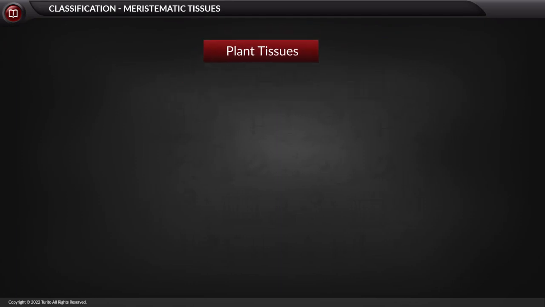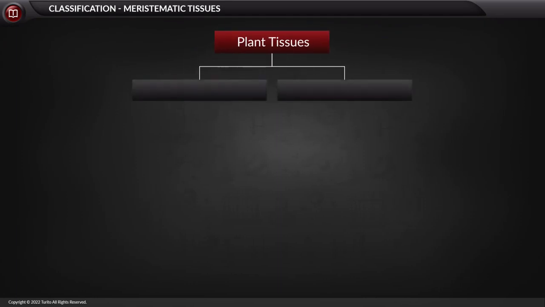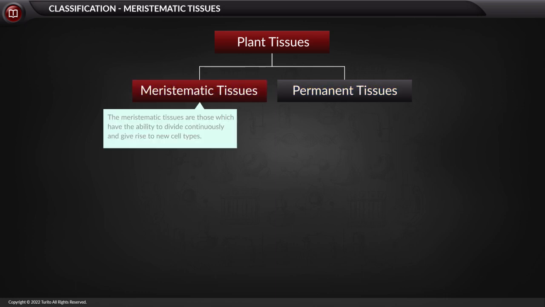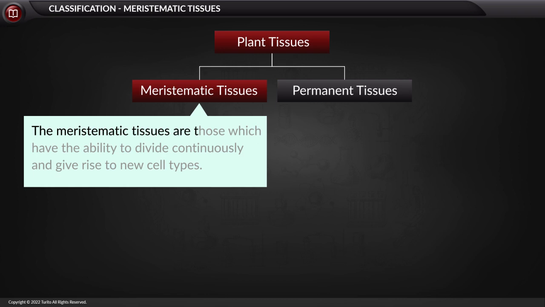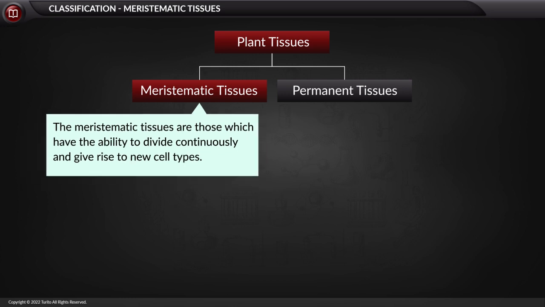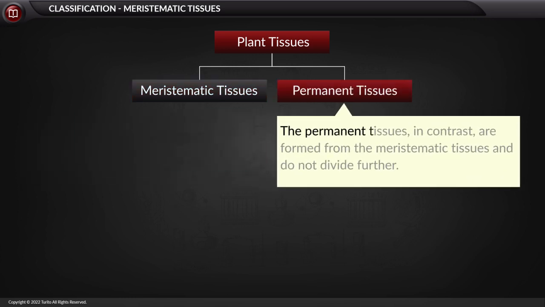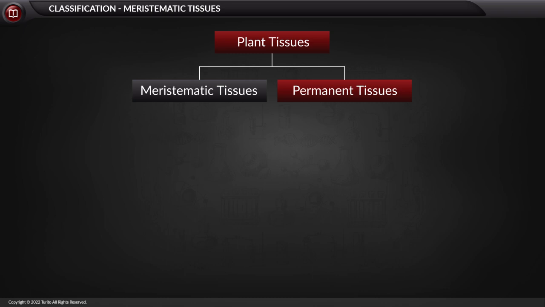In plants, the tissues are broadly classified into two types: the meristematic tissues and the permanent tissues. The meristematic tissues are those which have the ability to divide continuously and give rise to new cell types. The permanent tissues, in contrast, are formed from the meristematic tissues and do not divide further. Let us learn more about meristematic tissues.